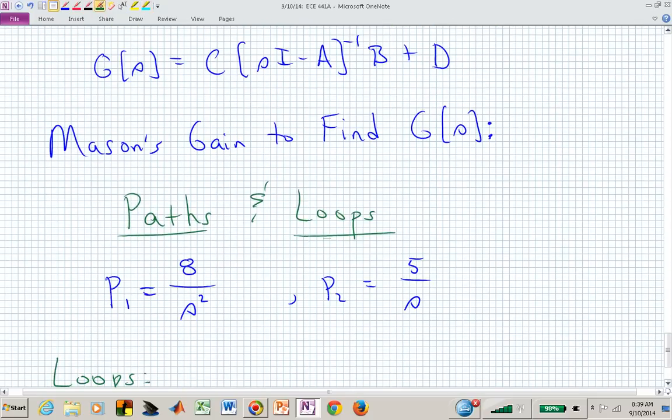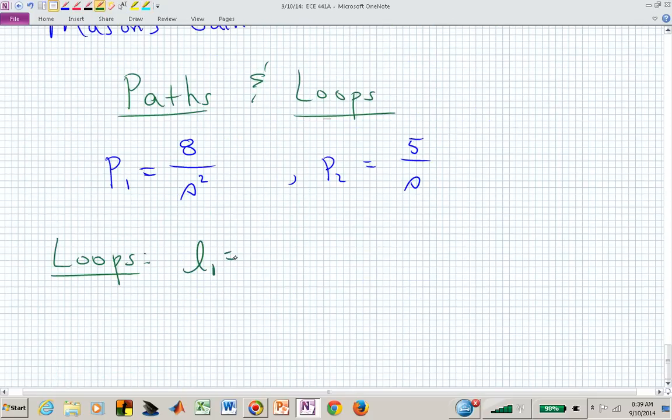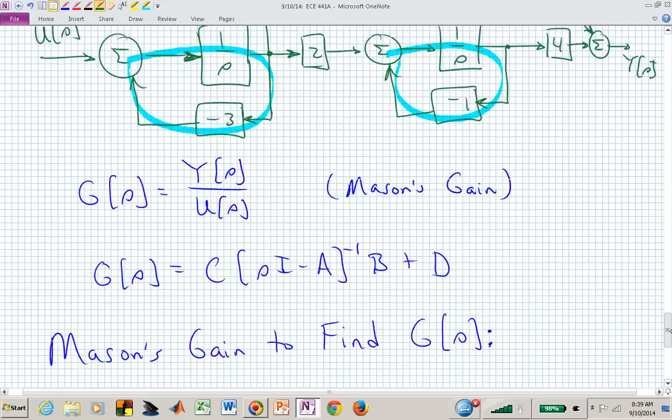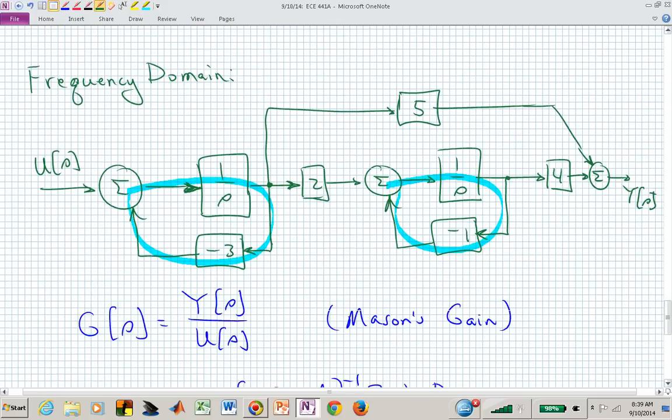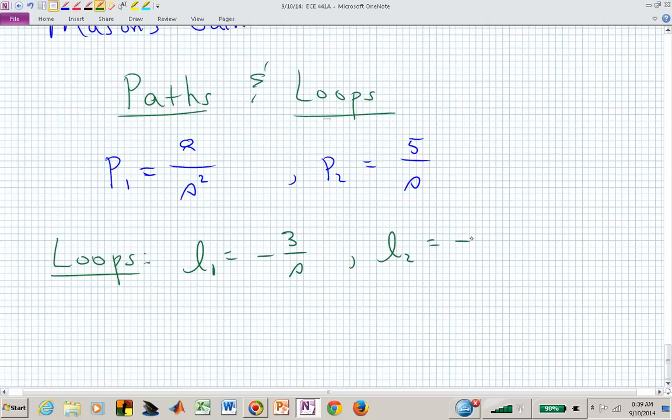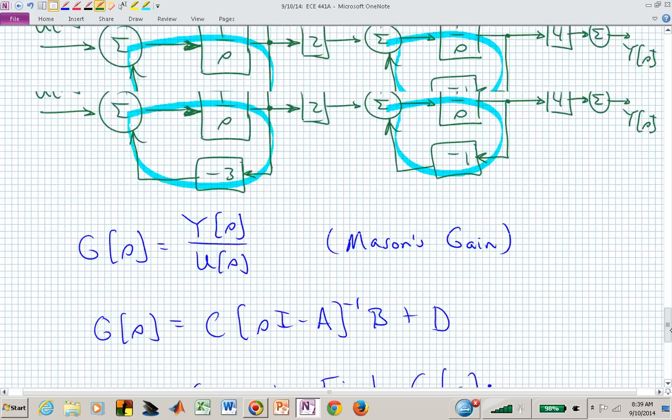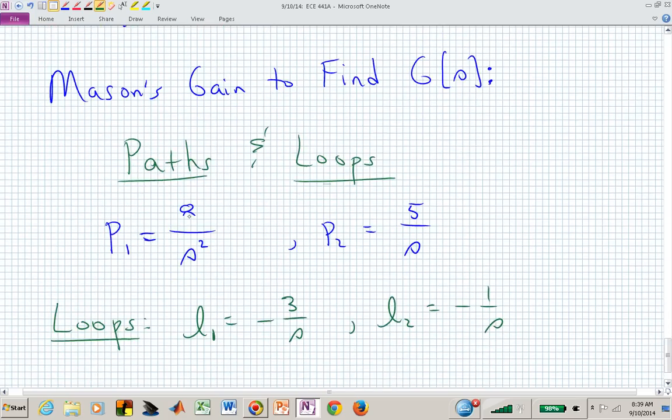L1 is minus 3 over s. Not very hard, was it, in this case? What's loop 2? Minus 1 over s. Okay, ooh, what happened to my 8? The bottom fell out. Maybe if I go back and forth, it'll come back. A little magic. Oh, now it's green bottom. Okay.